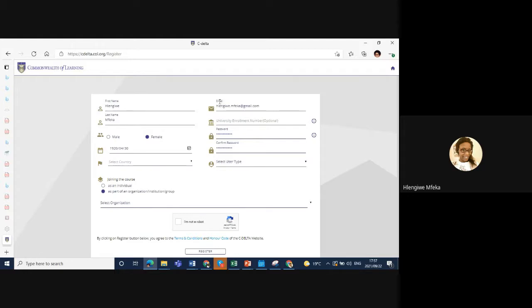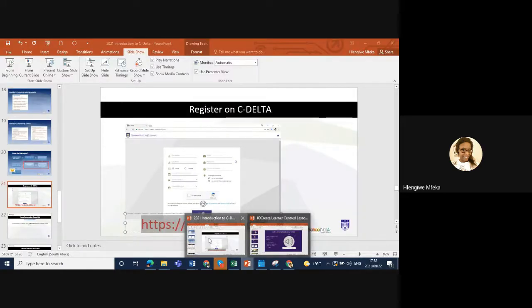Let me repeat. Your email address, please ensure that you type it exactly how it is. Where there is a capital letter, the platform is case sensitive. Use capital letters and small letters exactly how it is when you created it. That's very important because you will have login issues if that's not the case. Right, back to our presentation.